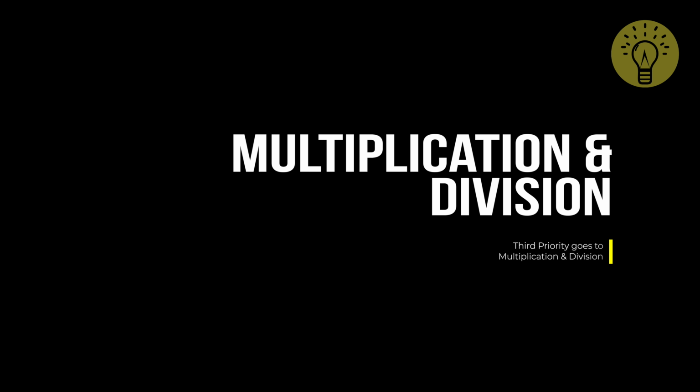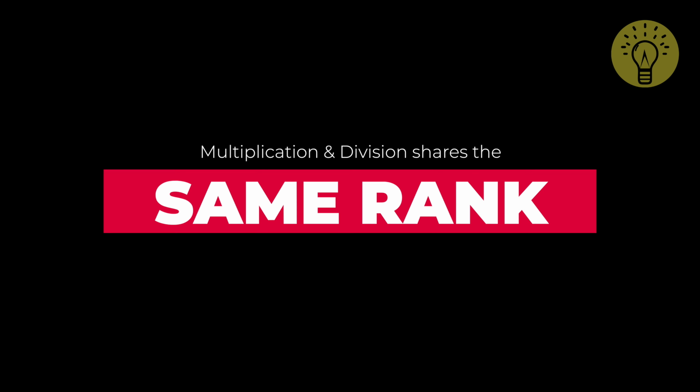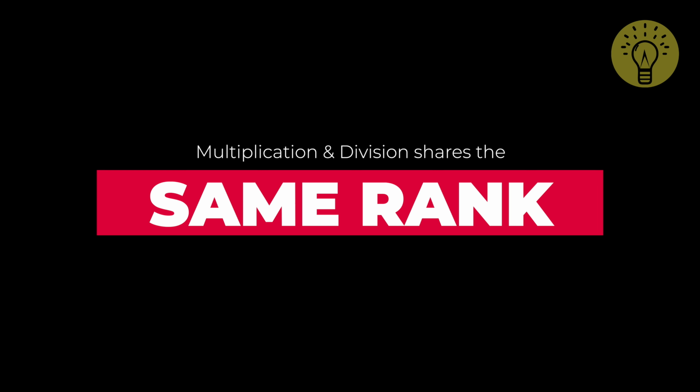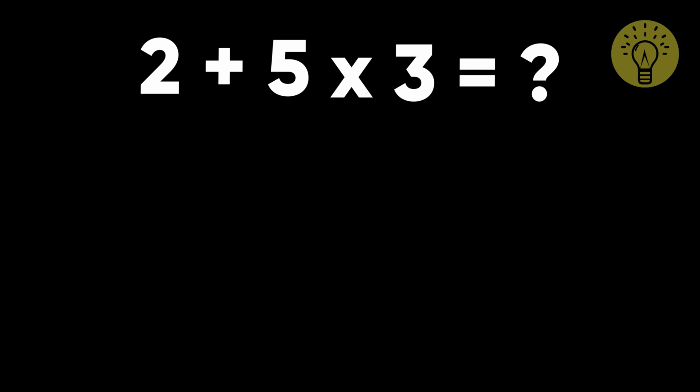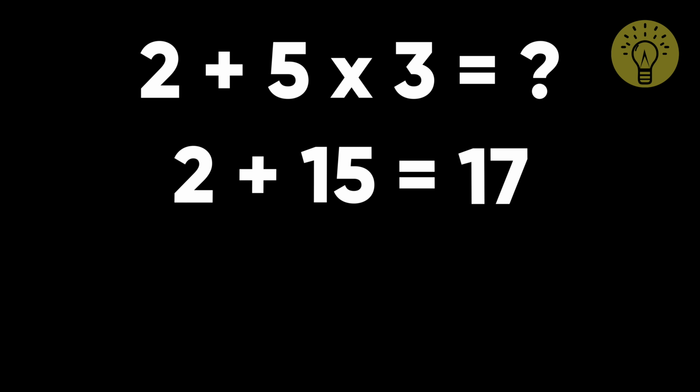That is multiplication or division. So the third priority after exponents goes to multiplication and division. They both share the same rank. Let us take an example for the priority of multiplication and division. What is 2 plus 5 into 3? The answer becomes 2 plus 15, which is 17.